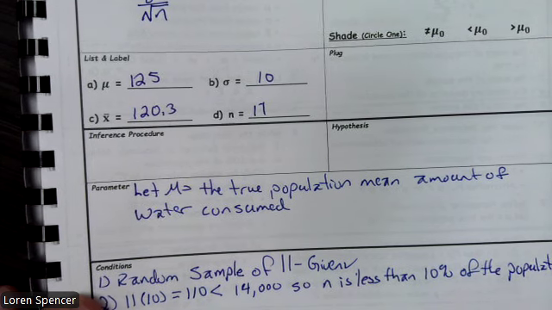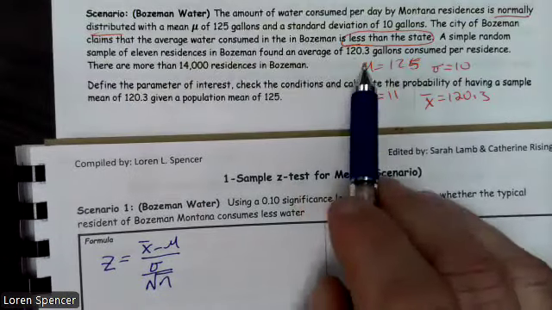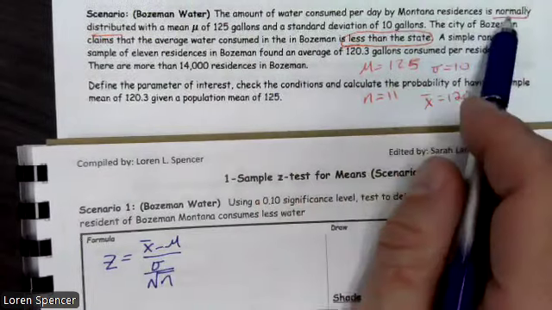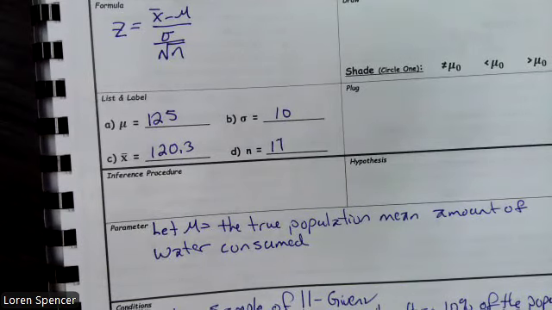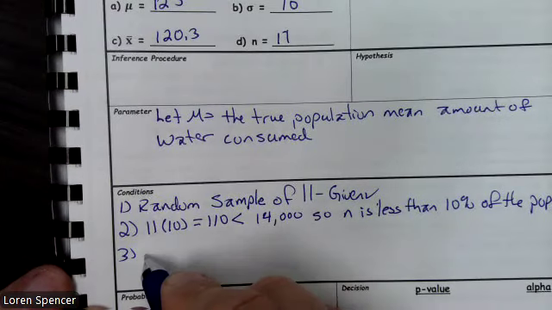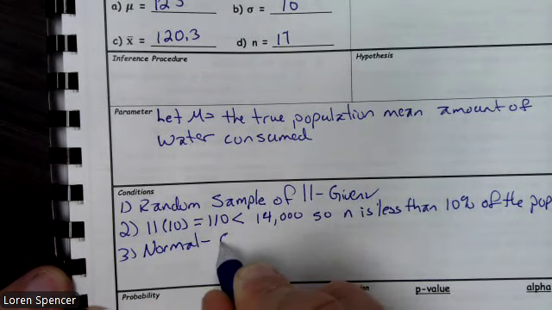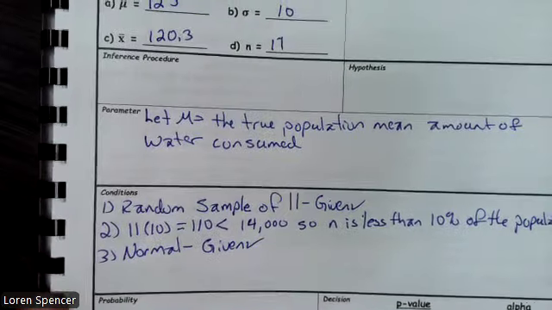And the condition I consider most important is the normality condition. In this case, they were really nice to us, and they told us it's normally distributed. So we get to just say normal. Why is it normal? How do we know? It was given. So that makes it the very easiest thing.